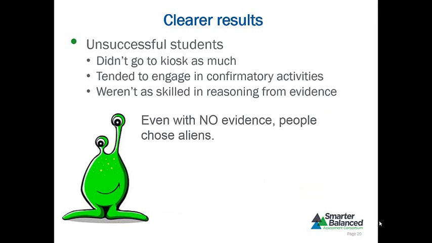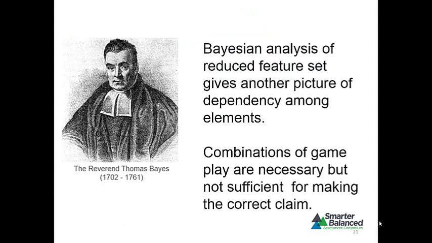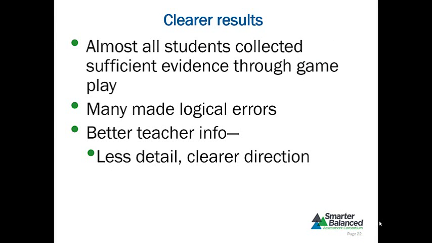With the unsuccessful students, you could see why they were unsuccessful, which is clear direction for teachers. There was no evidence in the game to support the alien claim, but a lot of people chose it anyway. And if you've been a classroom teacher, you know who those people are. So this is the Bayesian analysis, which we are doing now, is basically saying, if you did this and this, you should know this, so the probability is you would make the correct claim. So we're going through that now and taking the model fit to different analysis. So basically we said, almost all the students collected the evidence they should have, and yet they made logical errors at the end. So this is a much clearer way to portray the data.